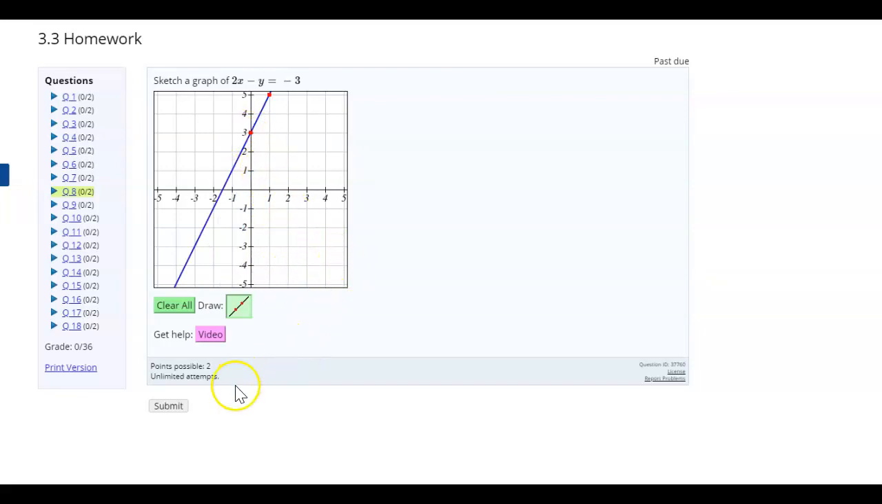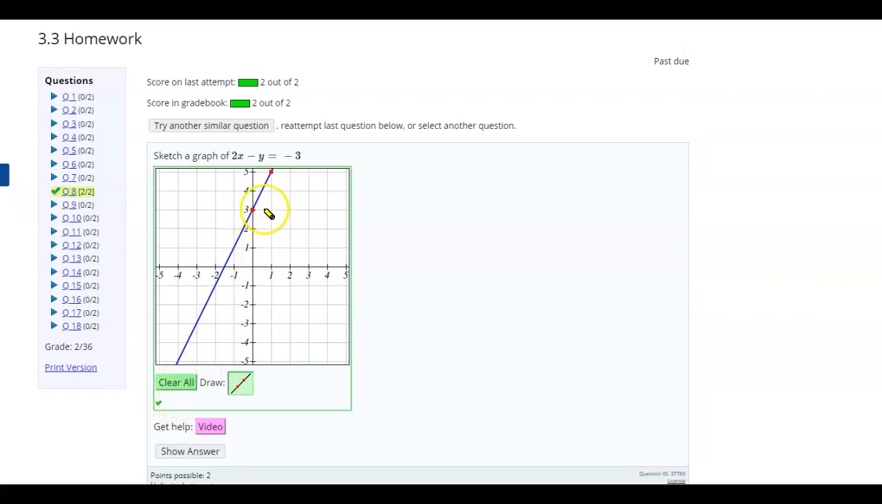And now I can submit that and see if I have that correct. And there we go. So there's a way to graph it so that you don't end up with any ordered pairs that have any fractions in it.